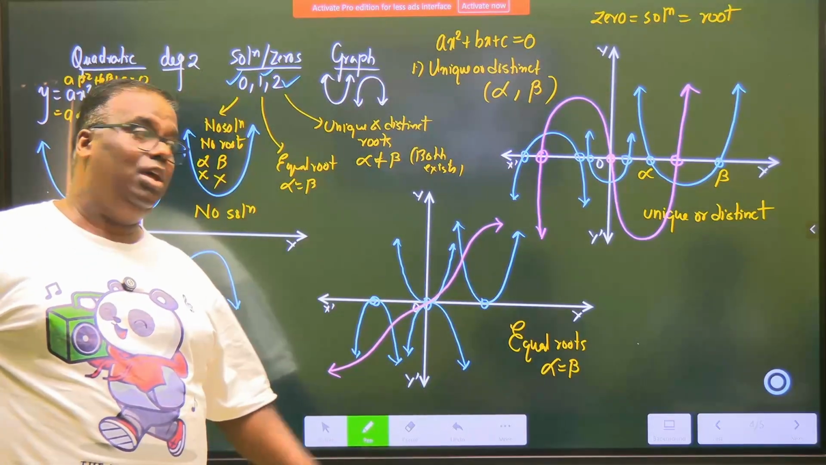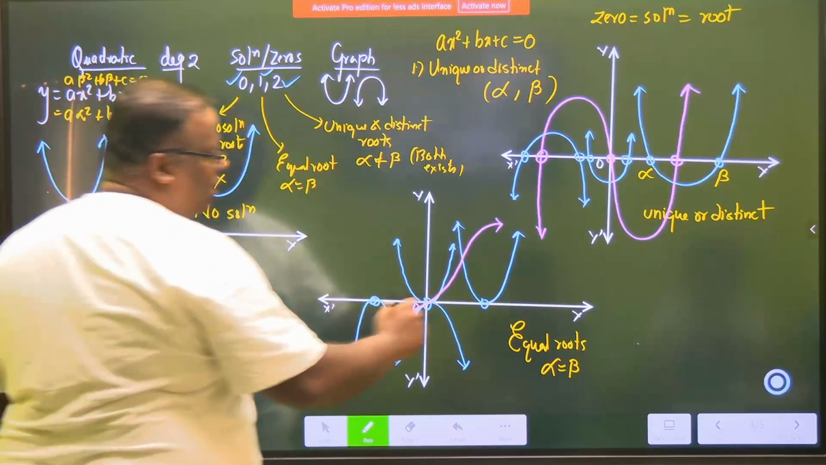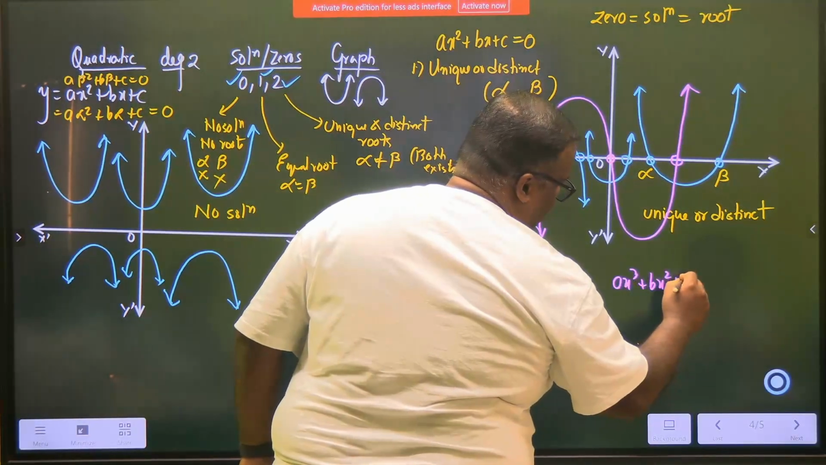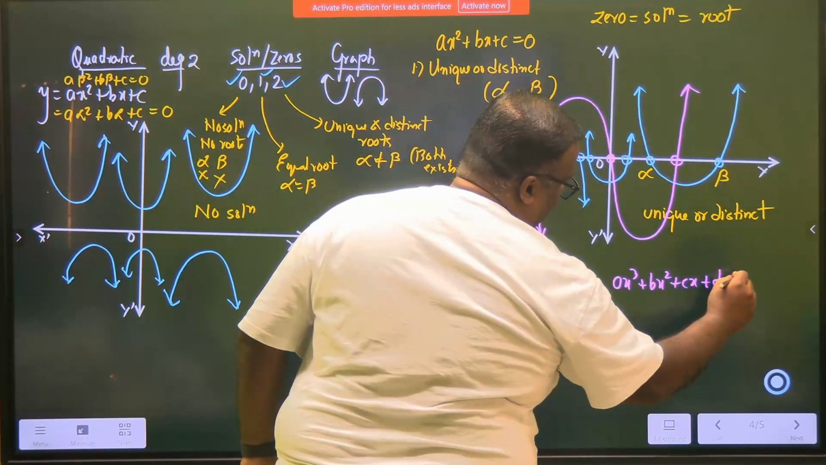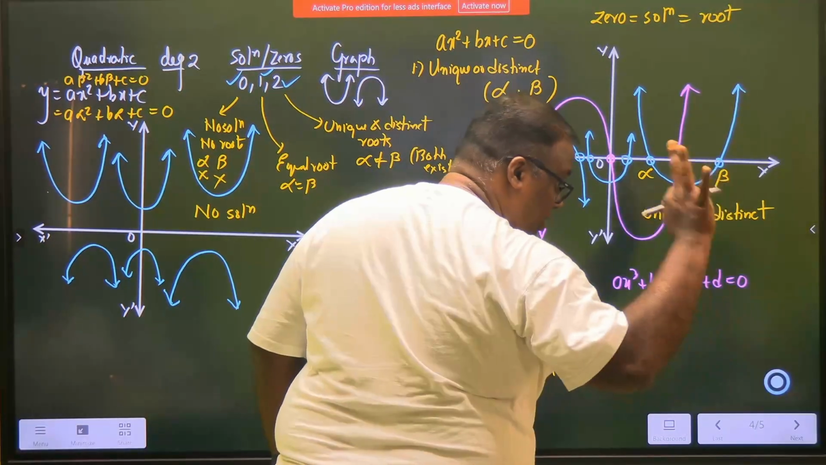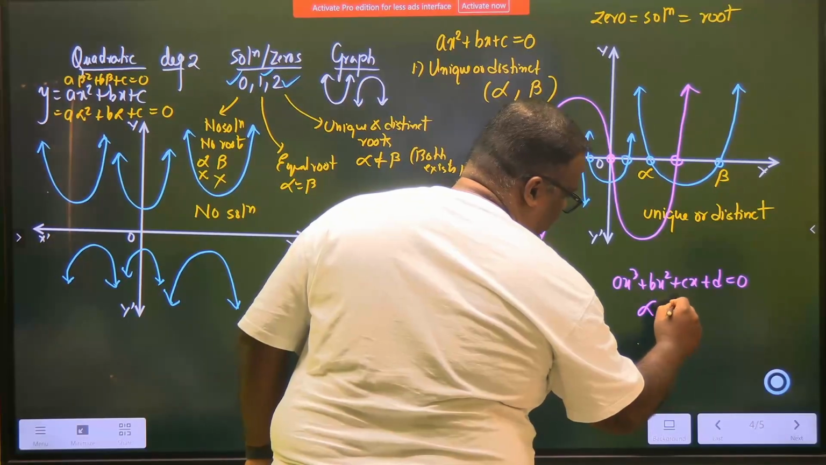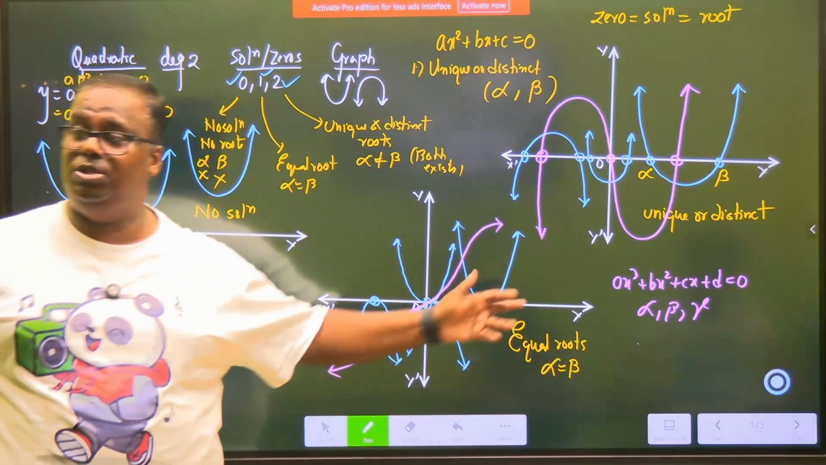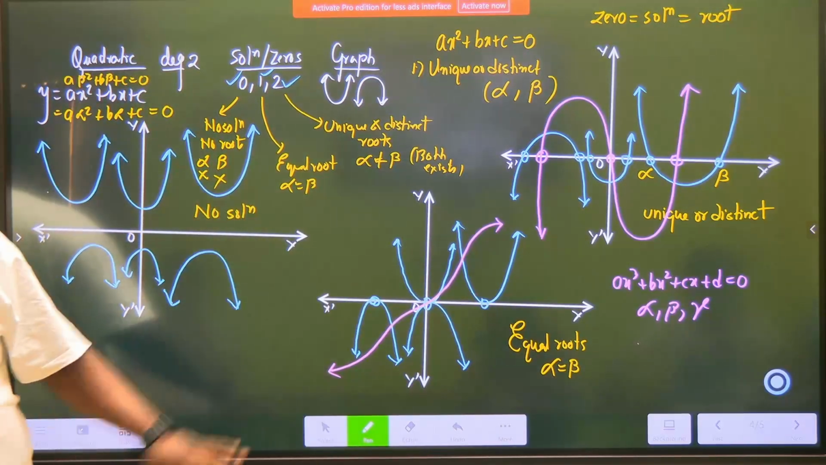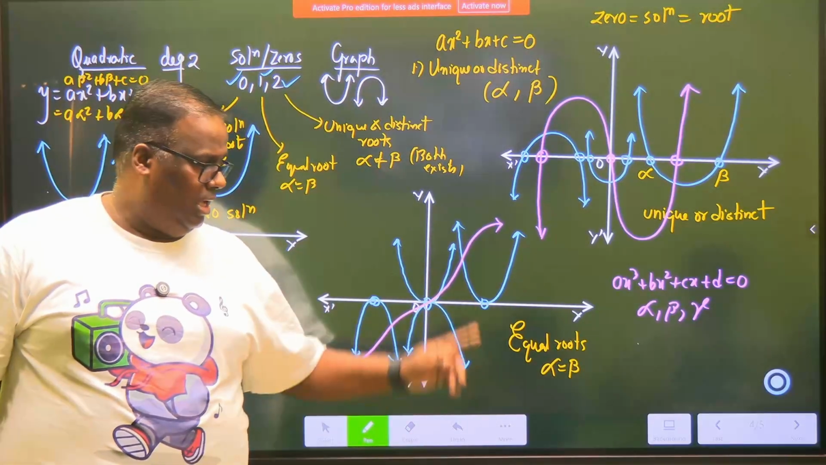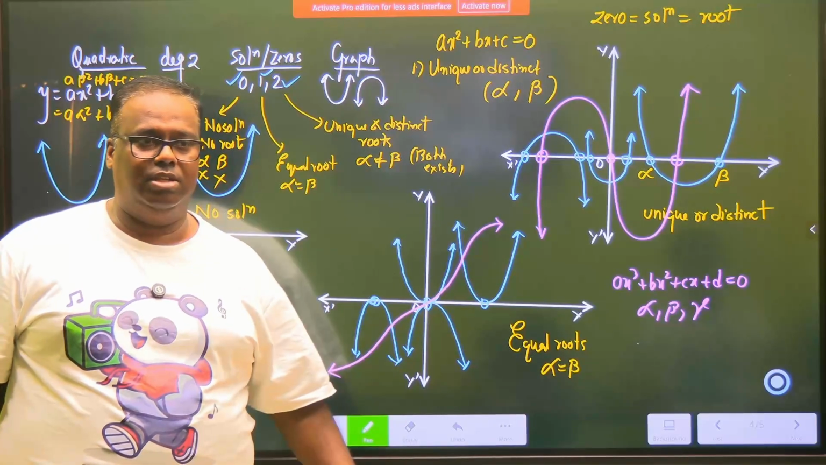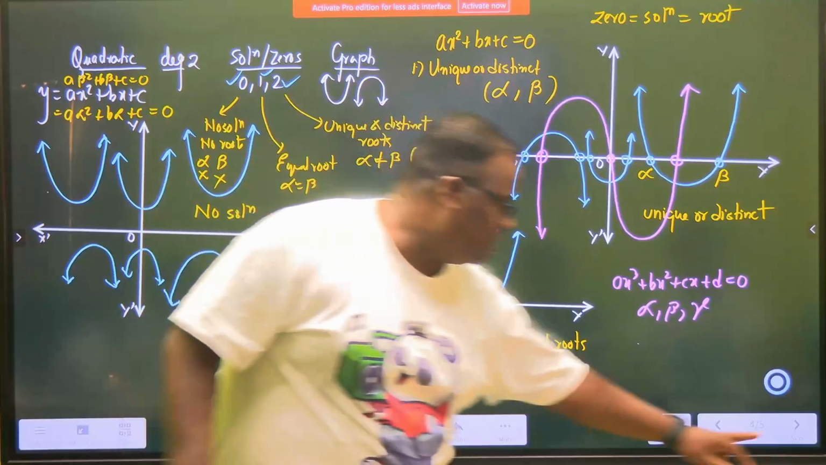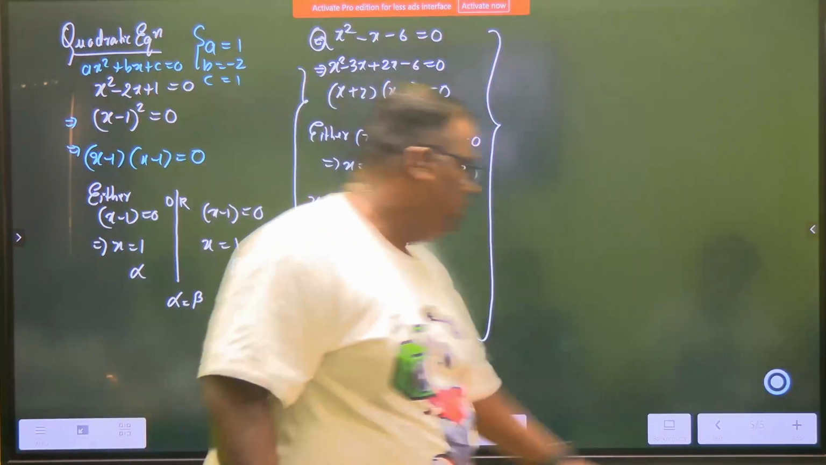So a cubic will have how many roots? If I take a cubic ax³ + bx² + cx + d = 0, it can have how many roots? 3 roots. The 3 roots are alpha, beta and gamma. Now we'll come back to the graph again. At this level, we'll go back to quadratic once again. Is this understood? A cubic can have 3 roots. Now let's see some more interesting perspectives.